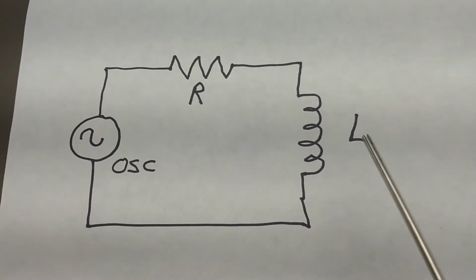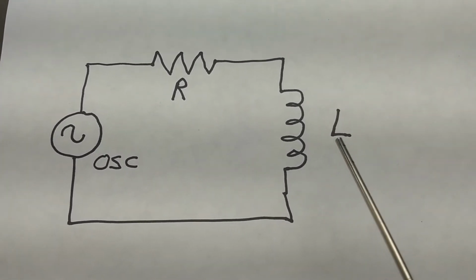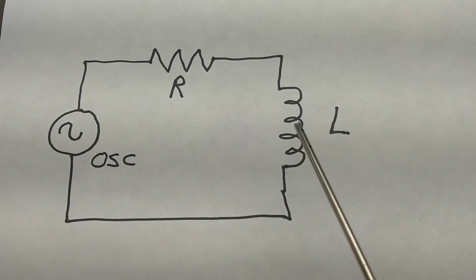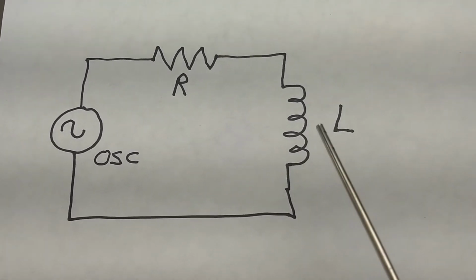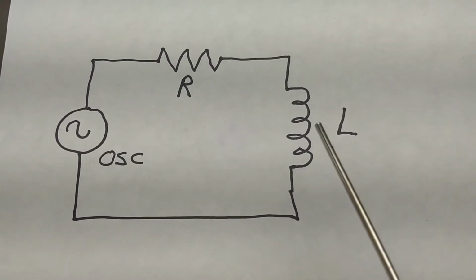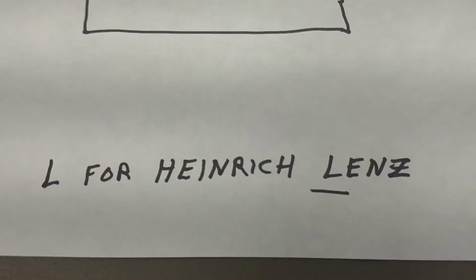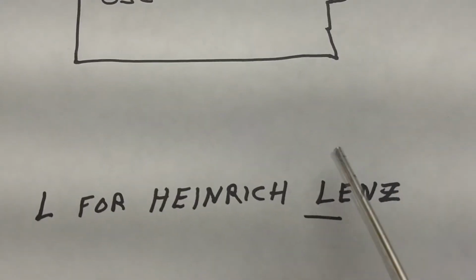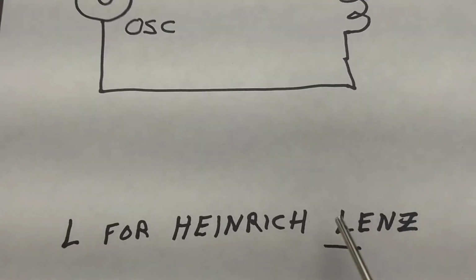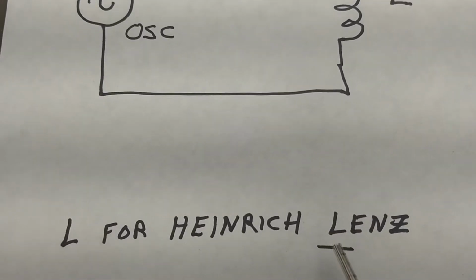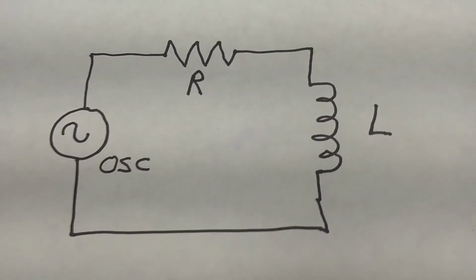And by the way, I don't think I ever mentioned why the symbol L is used for the inductors. And of course, as we mentioned in earlier videos, I is reserved for current. But there's a physicist named Heinrich Lenz, and he's responsible for Lenz's law, and so traditionally L has been used for the inductor.